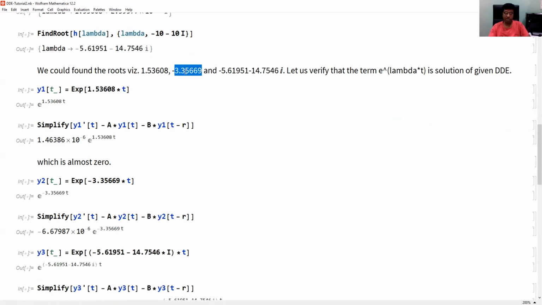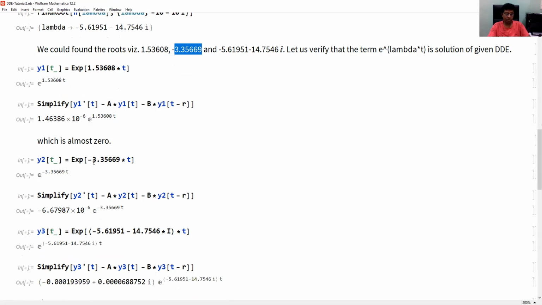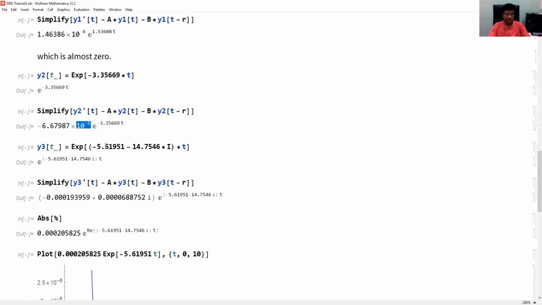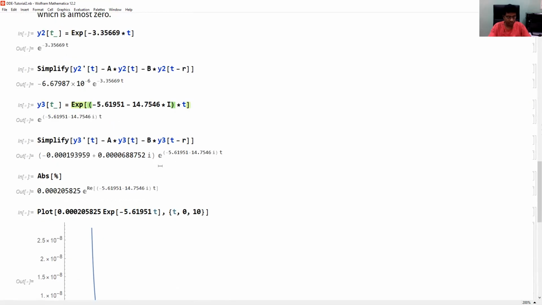Similarly, we use the second root, that is -3.35, and define y2 of t as e raised to lambda t. We again do the same thing, that is, we substitute this y2 in the given DDE. Again we get an error of order 10 raised to -6. And the last thing is the complex number. Again we substitute and we get this to be almost 0.